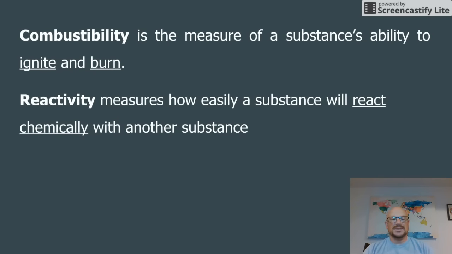Next, we're going to look at combustibility and reactivity. Combustibility is the measure of a substance's ability to ignite or burn. Reactivity is the measure of how easily a substance will react chemically with another substance. Both of these can be used to identify matter because all matter reacts uniquely or combusts uniquely. When you take combustibility, reactivity, acidity, basicity, melting point, all these different characteristics, you can start to narrow down what it is that this substance is.